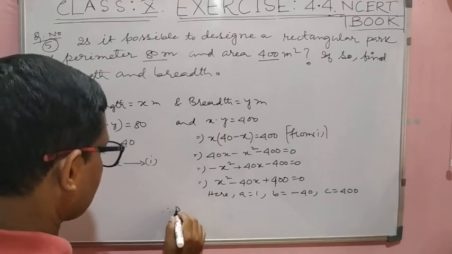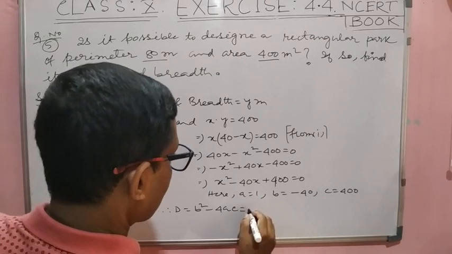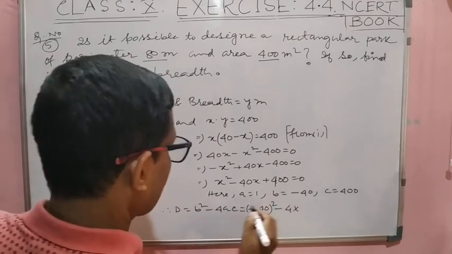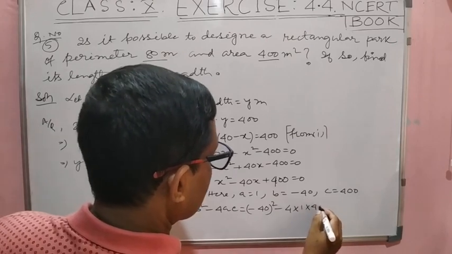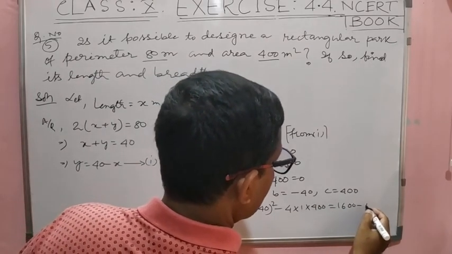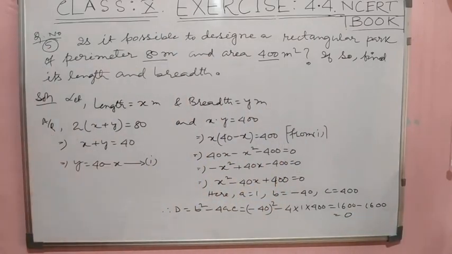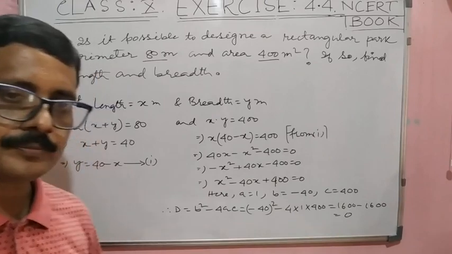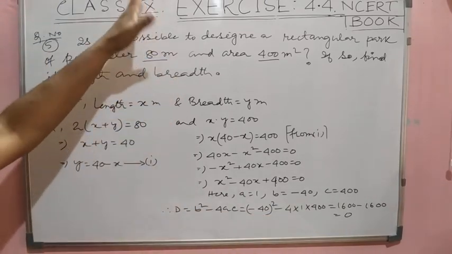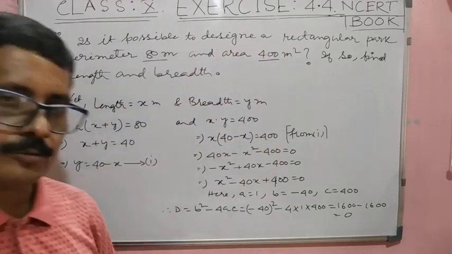Therefore d equal to b square minus 4ac. b means minus 40 whole square. 4 into a means 1, c means 400. So it will be 1600 minus 1600, that is equal to 0. So d equal to 0. Since d equal to 0, therefore the given situation is possible and we can find out length and breadth.